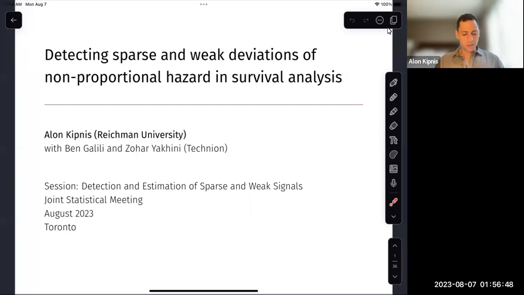This talk was given in the session Detection and Estimation of Sparse and Weak Signals at the Joint Statistical Meeting in August 2023 in Toronto.